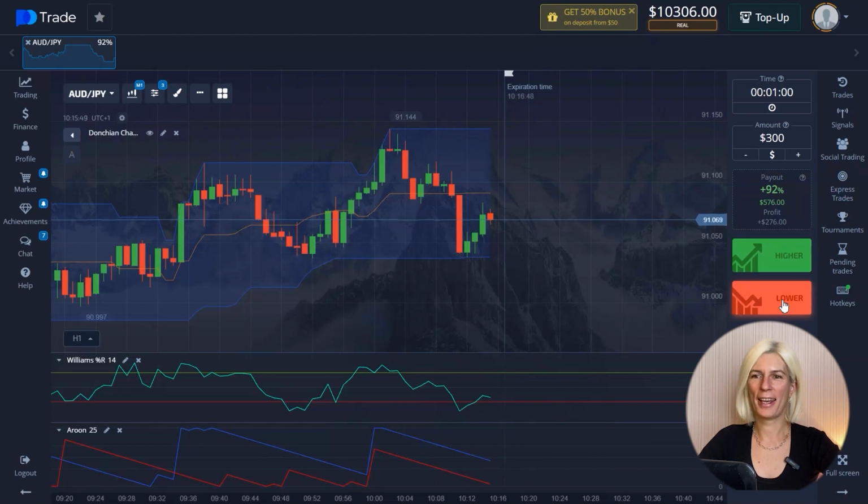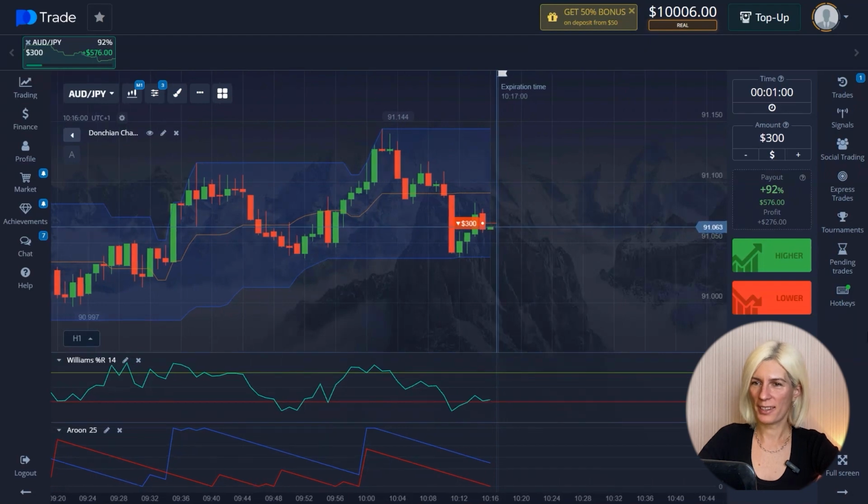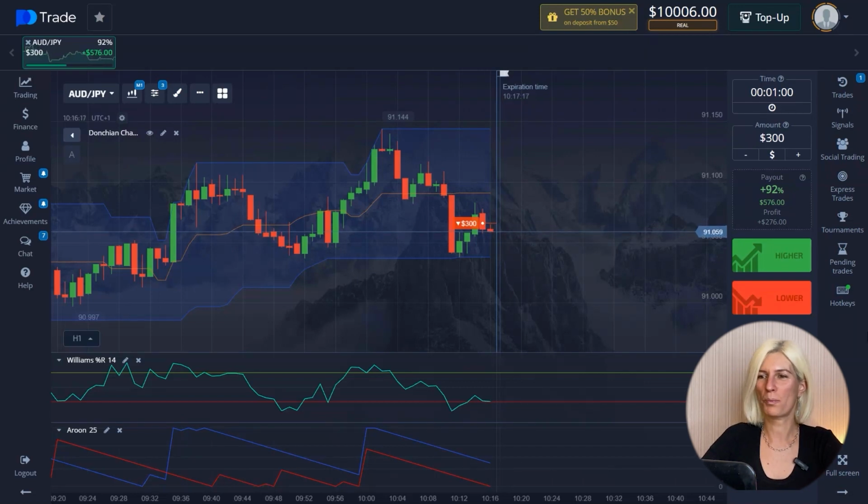Let's go back to trading. Open a new down trade for 1 minute with $300. This time, the line of the Williams indicator reversed and began to decline. As you can see, the price also declined, and in its entirety it was just a signal of a possible downward movement of the price. Again, we can only wait, because after opening a trade on binary options, it is impossible to influence its profitability in any way.